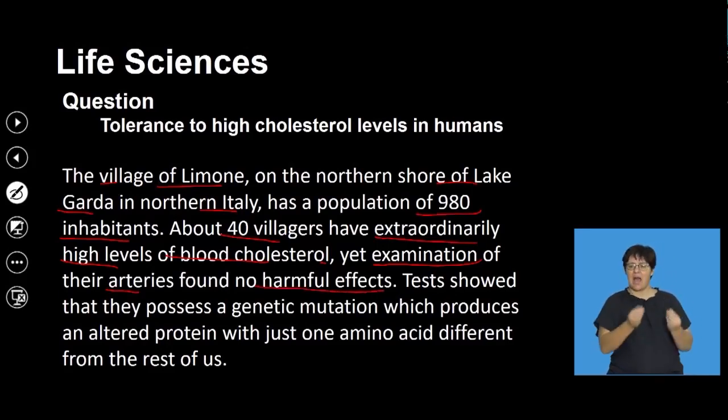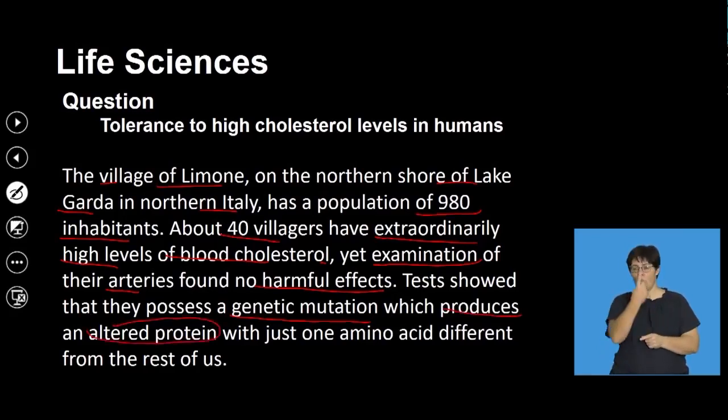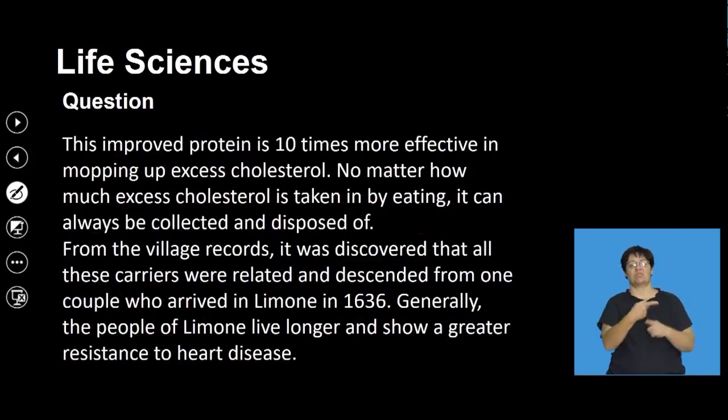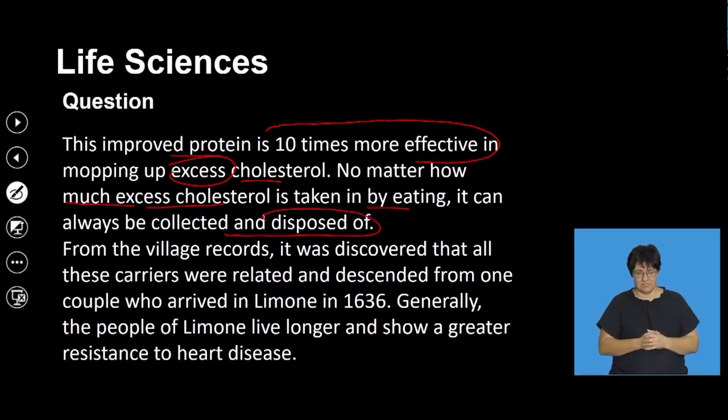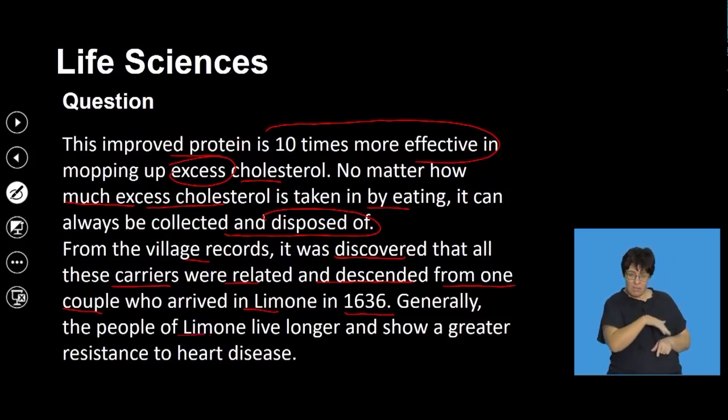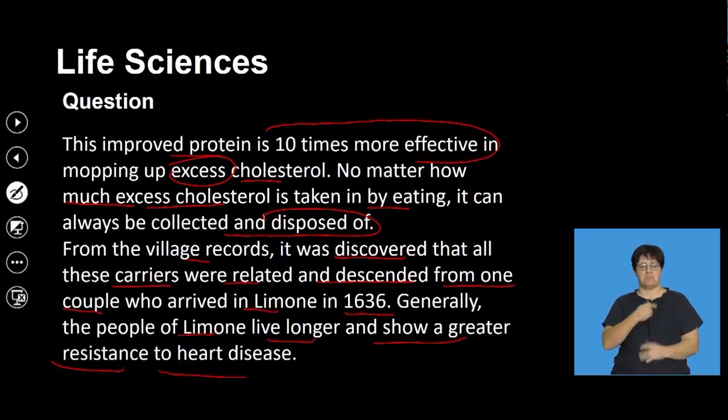Genetic tests show that they possess a genetic mutation in which they can produce an altered protein with just one amino acid that's different to the rest. And this altered protein gives them the ability to process cholesterol. This improves their ability to effectively clean up excess cholesterol. And this means that no matter how much excess cholesterol they consume in their diet, it is always collected and disposed of from the blood. From the village records, it is discovered that all these carriers were related and descendants from one couple who arrived in this village in 1636. Generally, the people of Limone live longer and show a greater resistance to heart diseases.